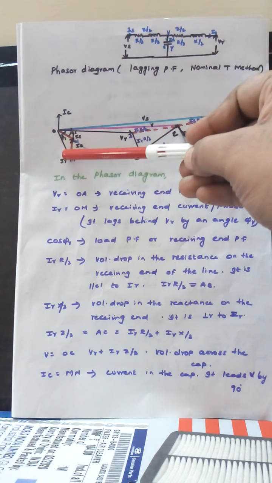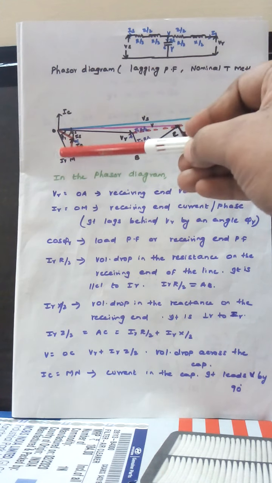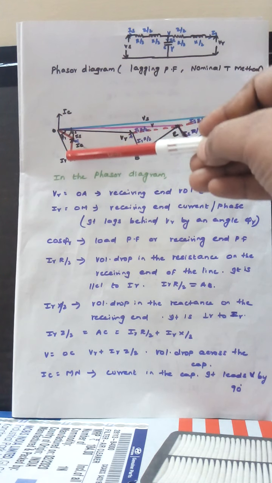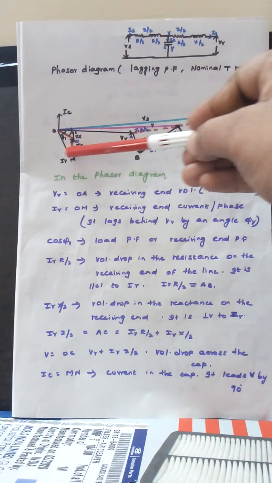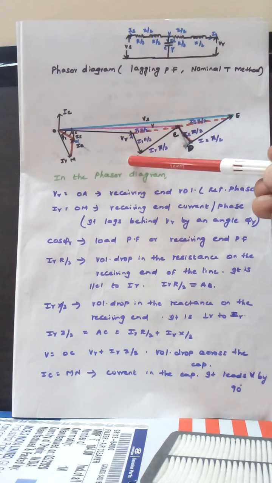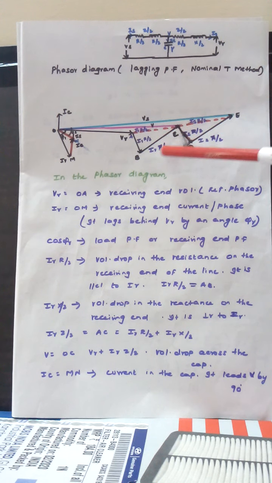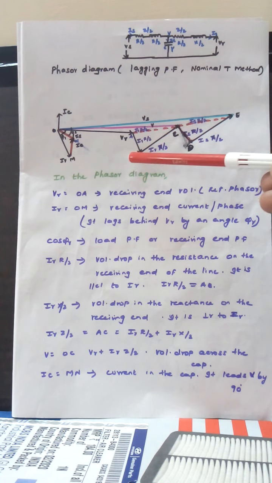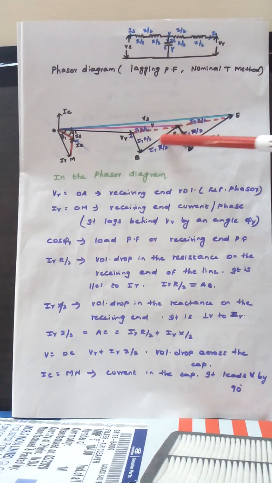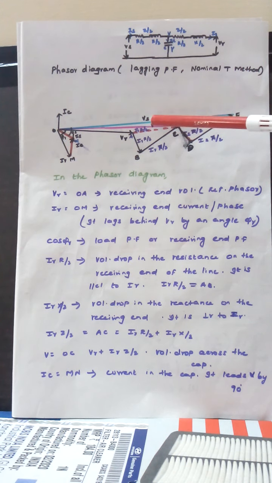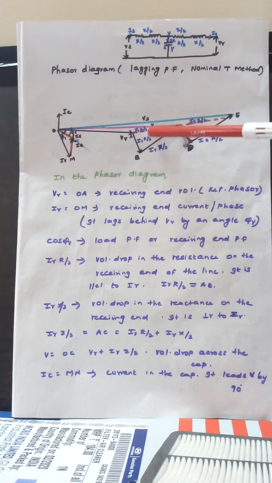Always it will be leads. This voltage leads this current by an angle of 90 degrees, correct? So we have to draw a line perpendicular to your IR here. If you're drawing a line perpendicular to this one, this is IR into X by 2, which is represented by the phasor BC. If you're adding here IR into R by 2 and IR into X by 2, we are getting the total impedance drop, that is IR into Z by 2.